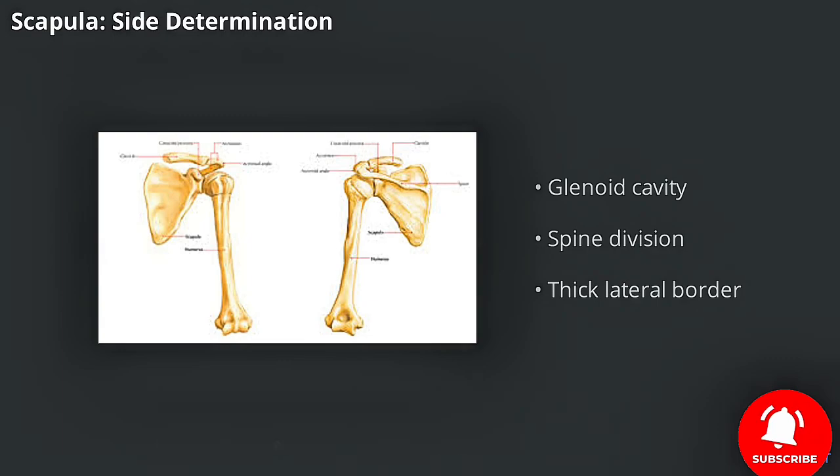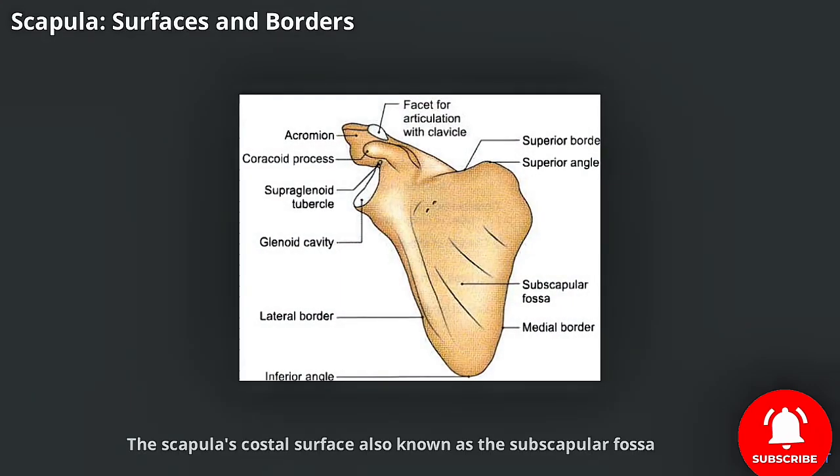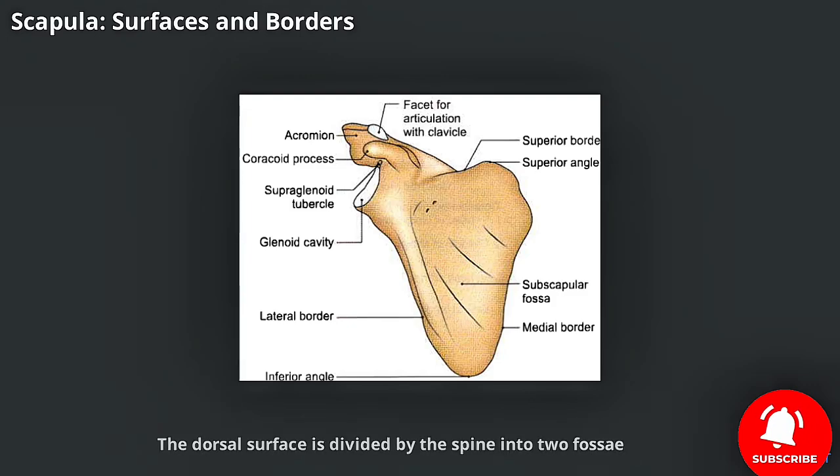The costal surface is concave, fitting against the chest wall. The thickest border runs from the glenoid cavity to the inferior angle, helping to orient the bone correctly. The scapula's costal surface, also known as the subscapular fossa, is concave and faces the chest wall. The dorsal surface is divided by the spine into two fossae. The superior border is thin and short, featuring the suprascapular notch.